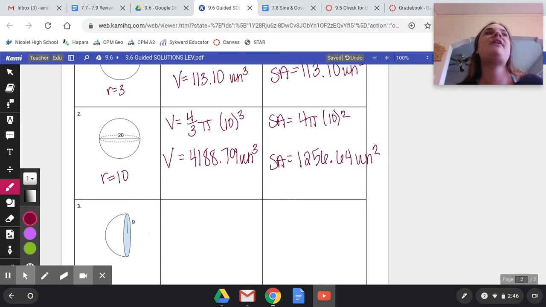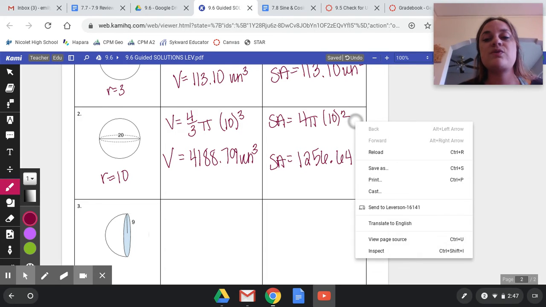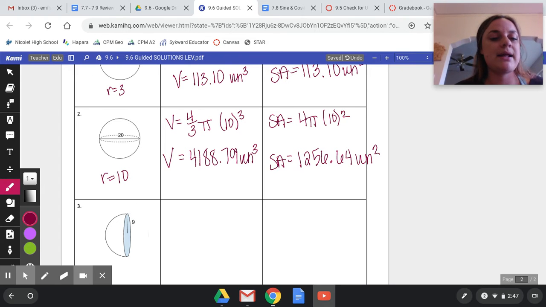Okay, a way that I remember how to apply the formula when I'm talking about volume is always cubic units, so I'm cubing my radius. Surface is always square units, so I am squaring my radius.